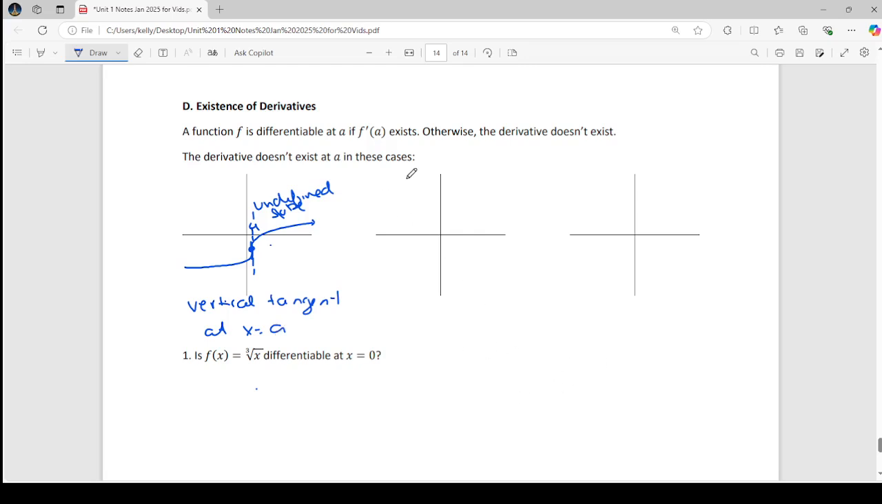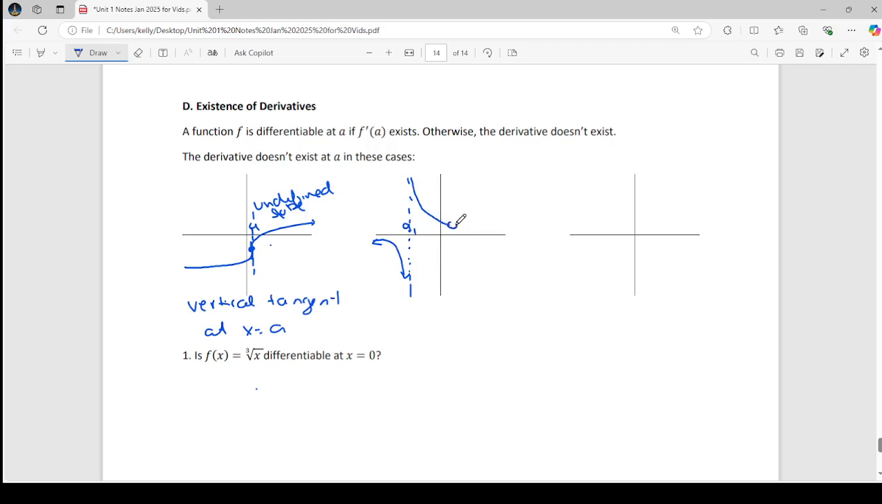Okay, the derivative won't exist also if the function doesn't exist. A function cannot exist because of discontinuities, for example, a VA. If this is the value A1, and the graph then goes like this, the derivative at A1 won't exist because there is no function.